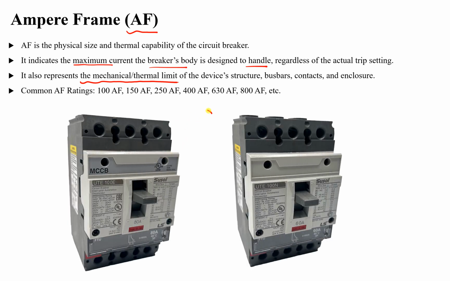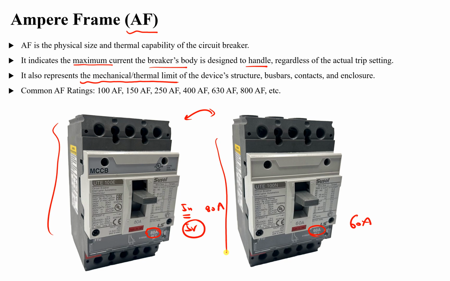So we have two circuit breakers. One of these circuit breakers has an ampere rating of 80 amperes. This is the IN or the nominal current, or IR the current at which it will start to activate in the overload case. This one has an ampere rating of 60 amperes. So this is 80 amperes and this is 60 amperes. If you look at these two circuit breakers, from their look and their size, they are exactly the same. These two have an ampere frame of 100. You can see 100 and 100 amperes.